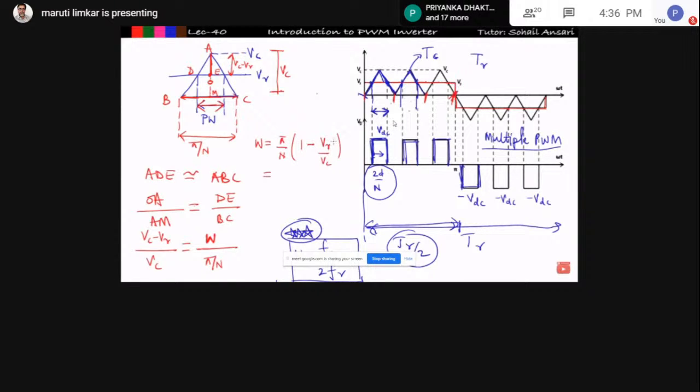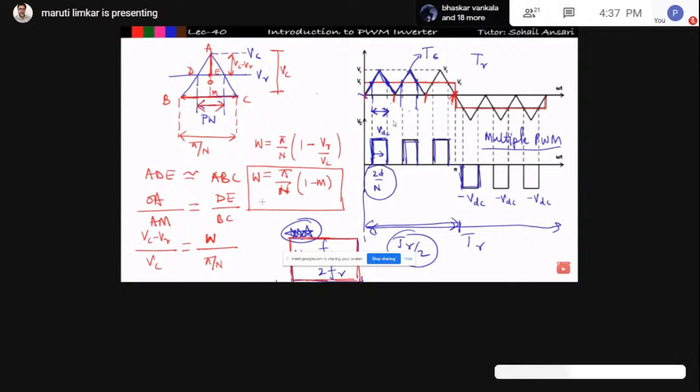Now this VR upon VC is nothing but the modulation index. So pi by n into 1 minus m, and you can see this is under modulation because here VR is less than VC, so m will be less than 1. So the width of each pulse will be equal to pi by n into 1 minus m, where n is the number of pulses, and the number of pulses we can find by comparing the frequency of carrier and reference, that is equal to FC upon 2FR. So these two formulas you need to keep in mind. The question may be framed from these two formulas.